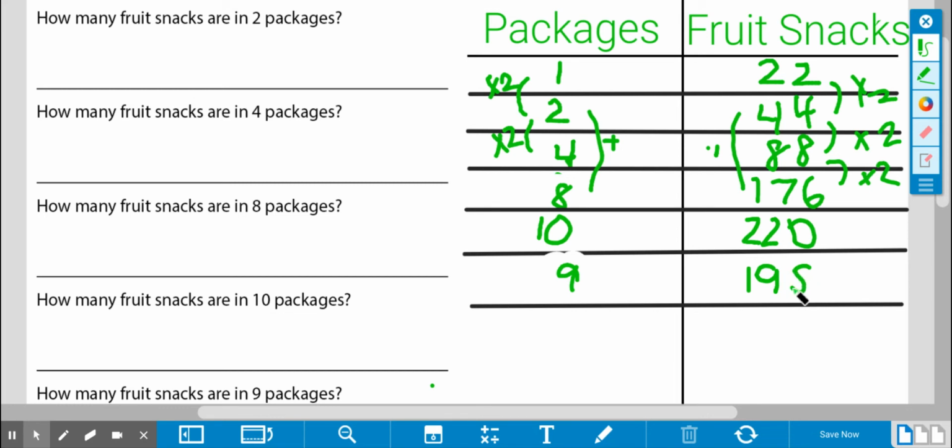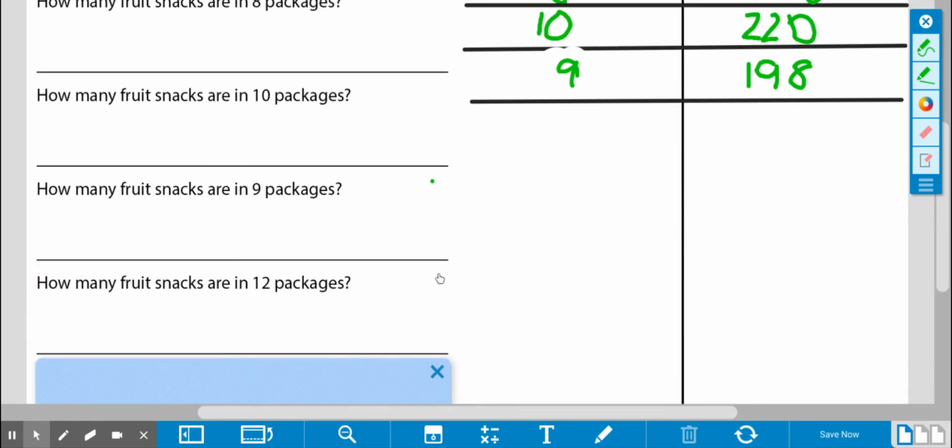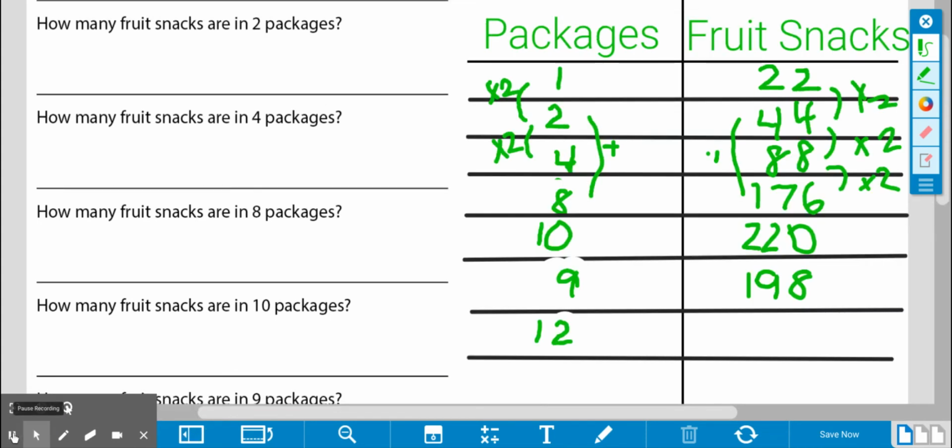Cool. All right. Moving on, our next problem. Instead of 9 packages, we want to know how many are in 12 packages. Okay, so thinking of some different strategies of how you're going to get to that number 12. Go ahead, write that down and solve. All right, those 12 packages. Hey, I know how many are in 10 and 2. Together that's 12, so I can add 44 plus 220.